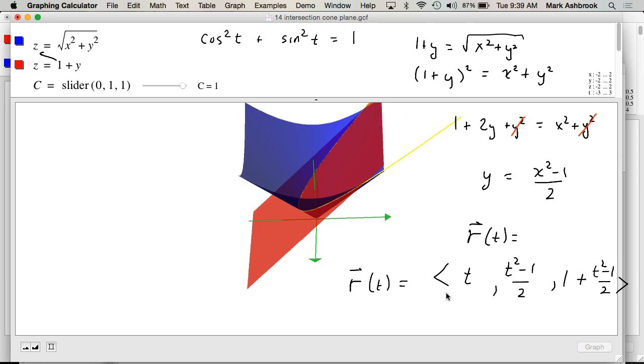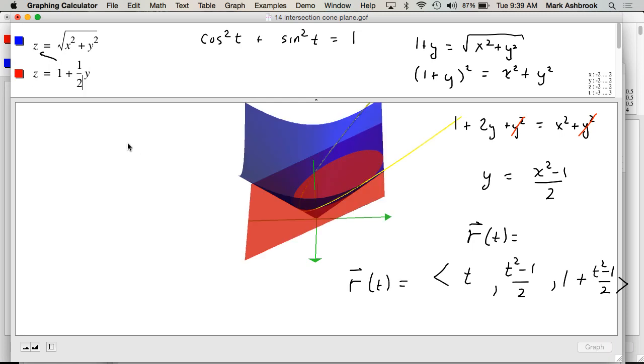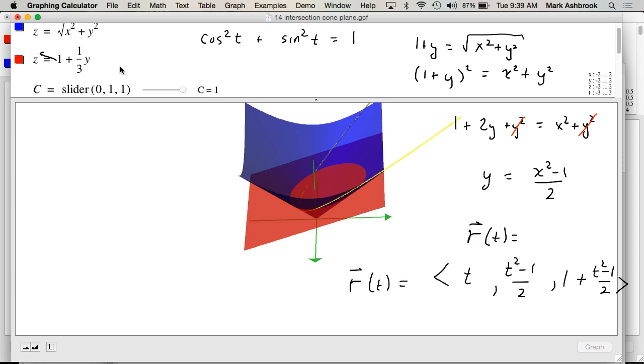So now, say it was z plus 1/2 y, or let's do 1/3. And turn this off. Then what?